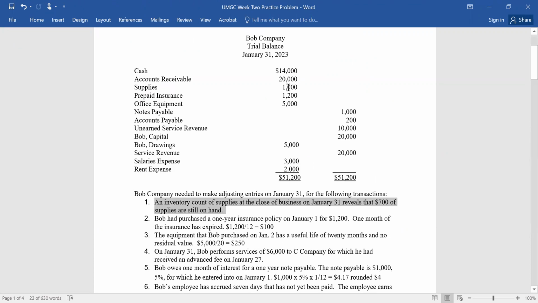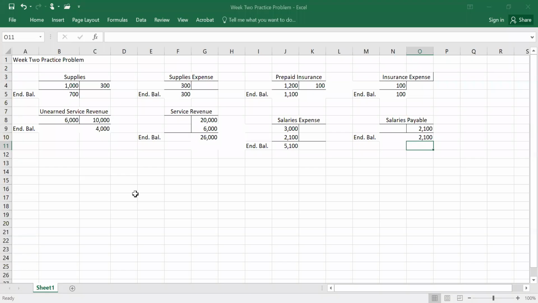You look at that trial balance, supplies were 1,000. Well, if we end up with 700 at the end, how much of supplies did we use? Has to be 300, right? And sometimes it's easier to look at a T account when you're thinking of these things. I didn't do T accounts for everything, but you can keep a sheet of paper on the side when you're doing this and go through T accounts just to help.